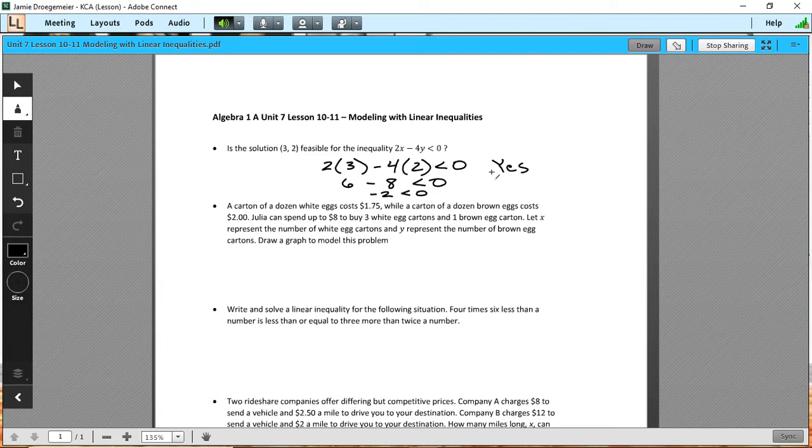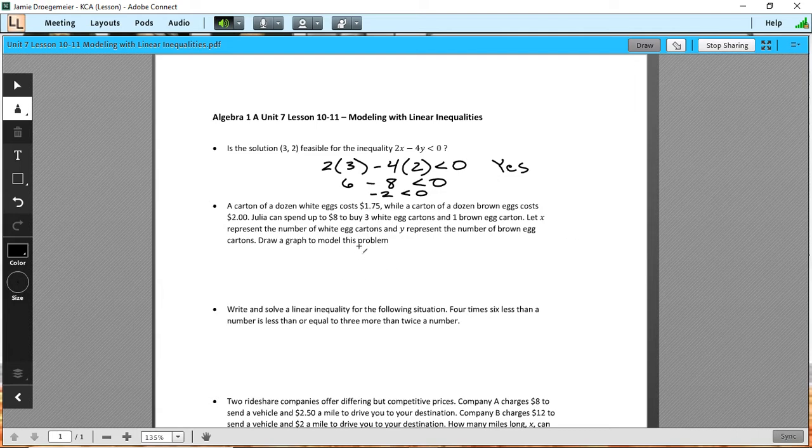All right, our second question here says that a carton of a dozen white eggs costs $1.75, while a carton of a dozen brown eggs costs $2. Julia can spend up to $8 to buy 3 white egg cartons and 1 brown egg carton. Let X represent the number of white egg cartons and Y represent the number of brown egg cartons, and then we're going to draw a graph to model this problem.